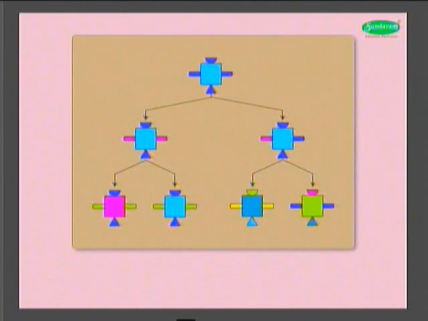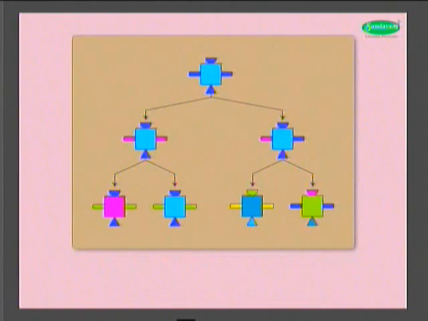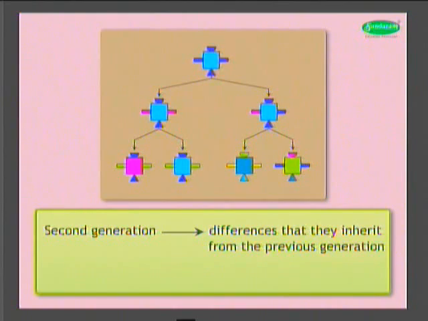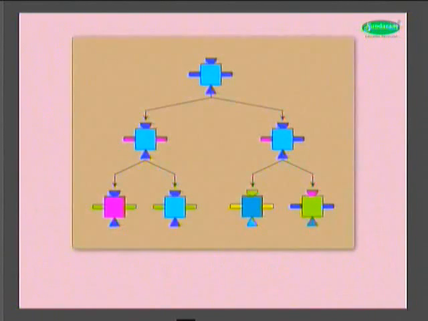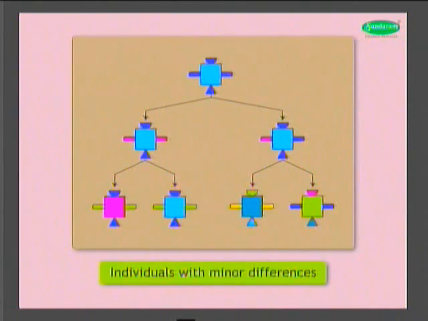This inheritance provides the general basic design of the body with some minor changes in it for the next generation. What would happen when this new generation would reproduce? The second generation would have differences that they inherit from the previous generation, and they shall also have certain newly created differences. The original organism at the top will give rise to individuals similar in body design but with minor differences. Each of them in turn give rise to individuals with minor differences.